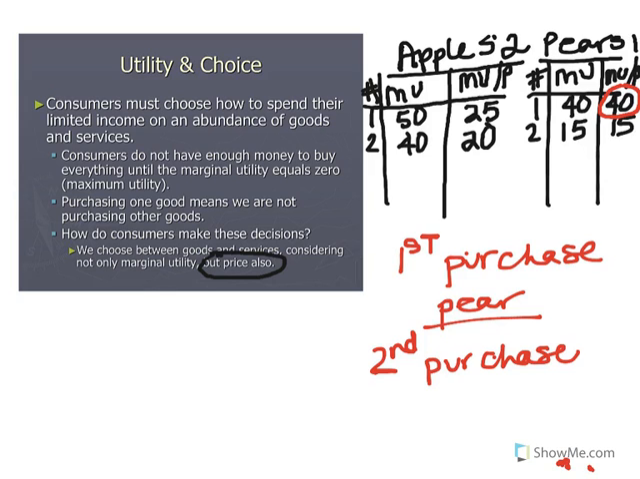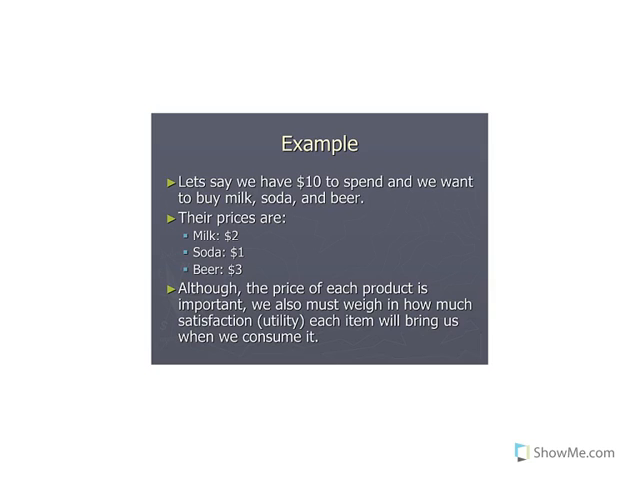So in other words, my second purchase would actually be an apple because I would get more satisfaction per dollar spent from eating an apple than I would eating a second pear. So my second purchase would then be an apple. So again, what we're always looking for is that we want to spend our limited income in a way that we maximize our total amount of satisfaction per dollar spent.